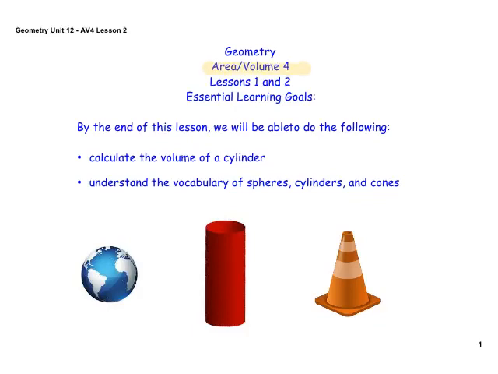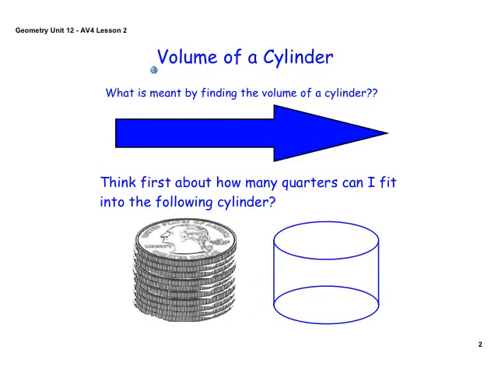We're looking at our area and volume unit 4, lesson 2, and in this lesson we are going to calculate the volume of a cylinder. Now, when we're looking at the volume of any shape, we have to remember that volumes are three-dimensional. So there's not just a length and a width to them, but there also is the height. So we're looking at our three-dimensional space and finding that three-dimensional space for a cylinder.